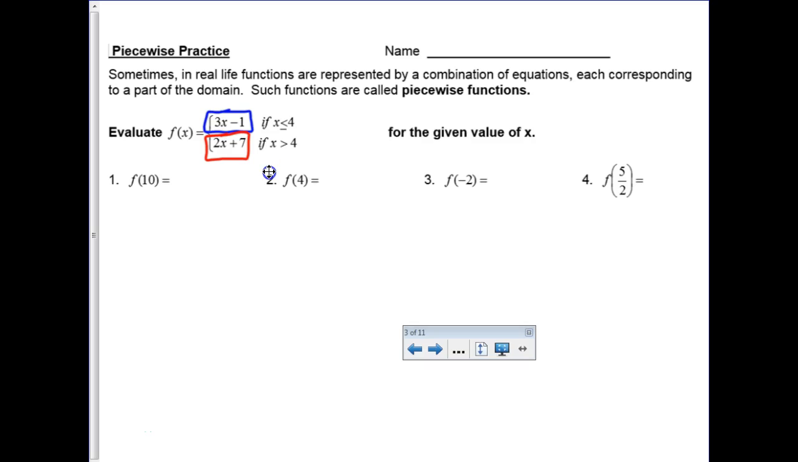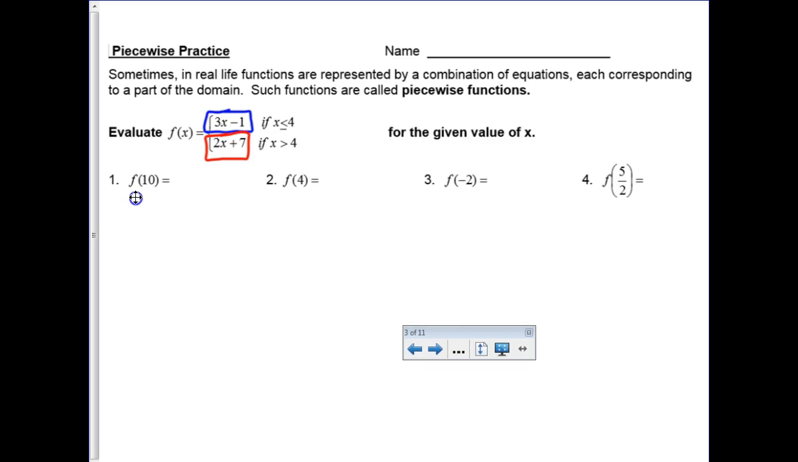Yes? Right. Yes. So in that case, if you get exactly 4, which I think we're going to run into in a minute, we got to make sure we use the proper piece of the function. Very good. So what we're going to do first is we're going to evaluate this piecewise function at specific x values. And the first question says f of 10.